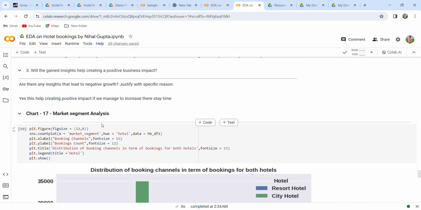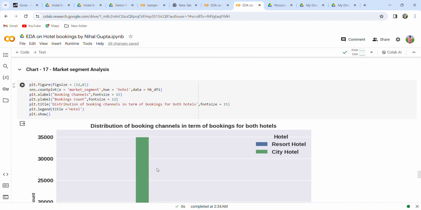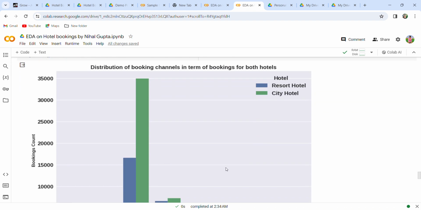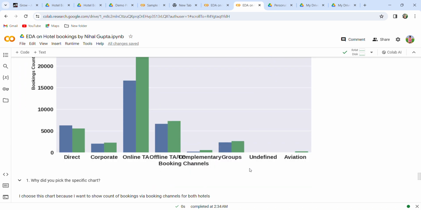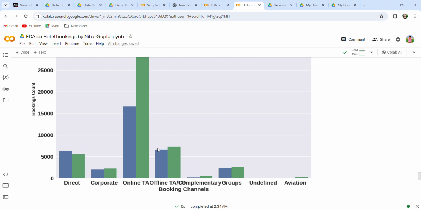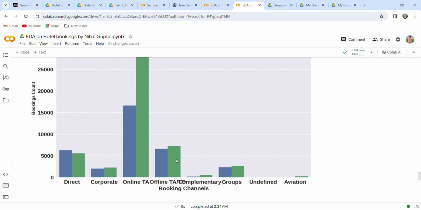Market segment analysis. This is for market segment analysis, distribution of booking channels in terms of booking hotel. Here we can see that most of the bookings are online. By this bar chart we can easily see where we are getting more of our bookings from. It is from online, direct is lesser, and then TA/TO, and the least are aviation and complementary.